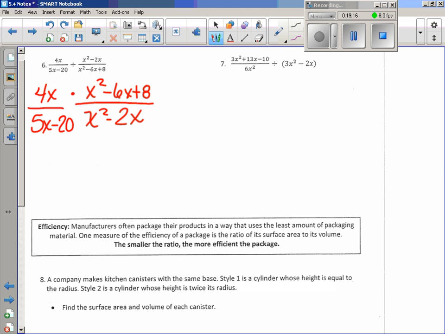I'm going to go ahead, set up the next one, number 7, and I'm going to let you work both of them and we'll check them. So what do I do on the second one when I change it to multiplication? Good. It's over 1, so when I flip it, it becomes 1 over 3x squared minus 2x. And my first fraction stays exactly the same. You guys go ahead and work both of those, and we'll check them in a second.